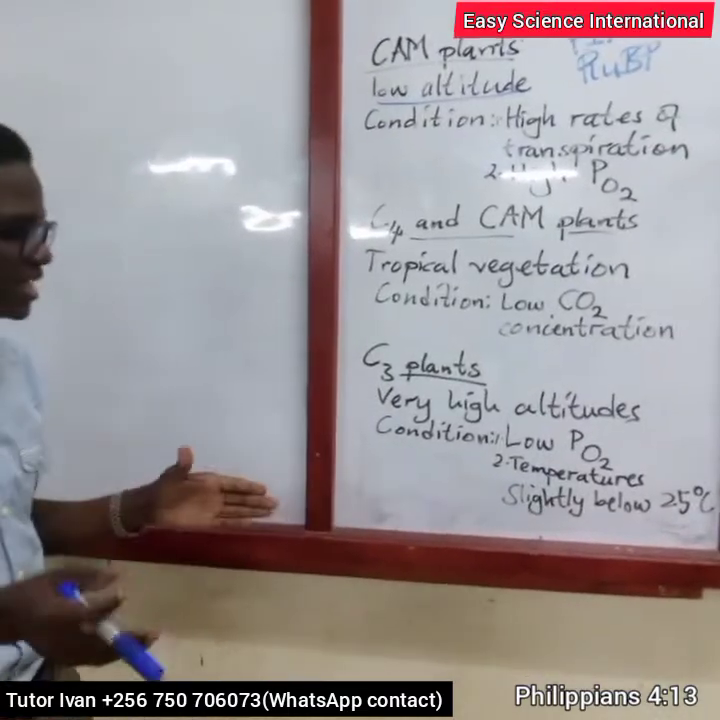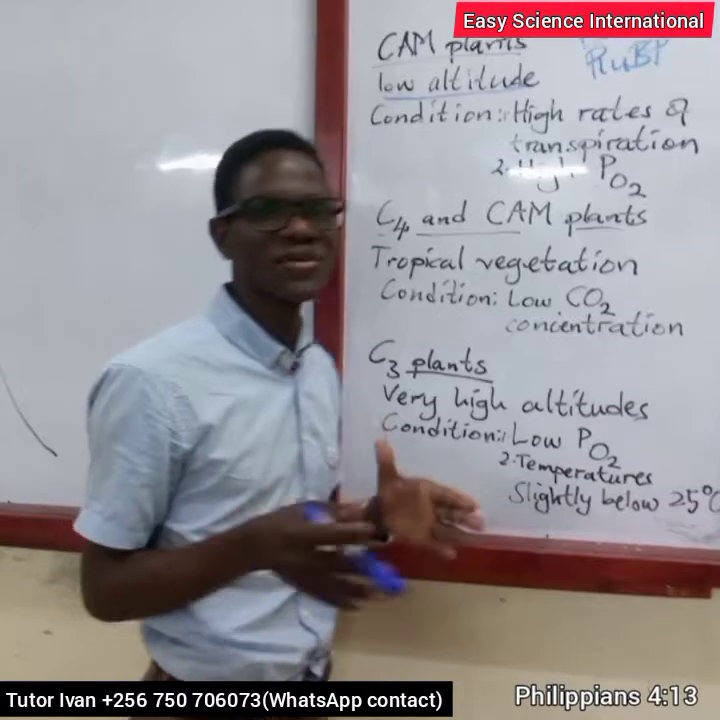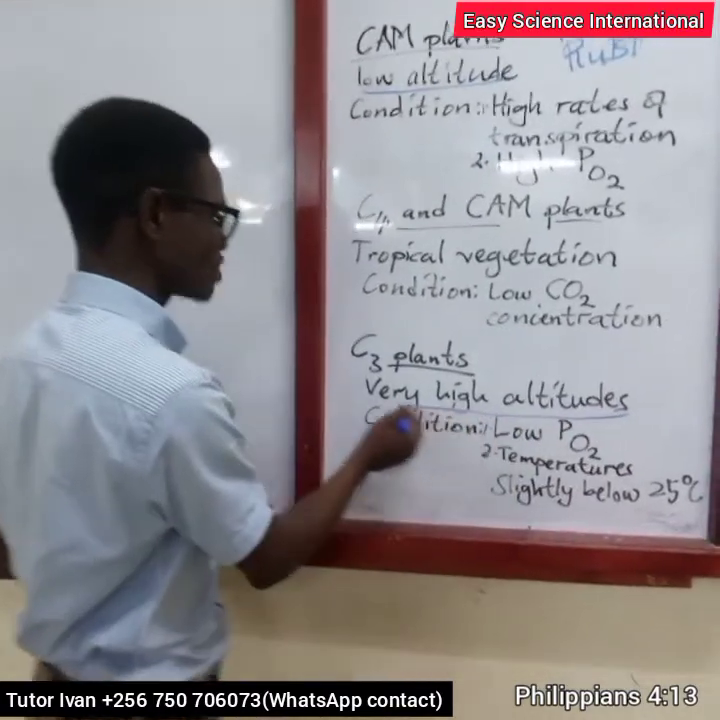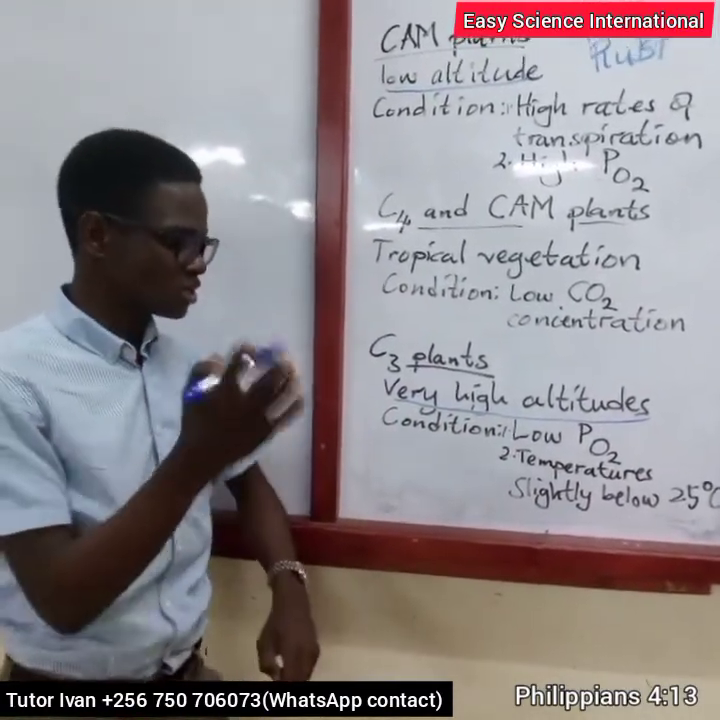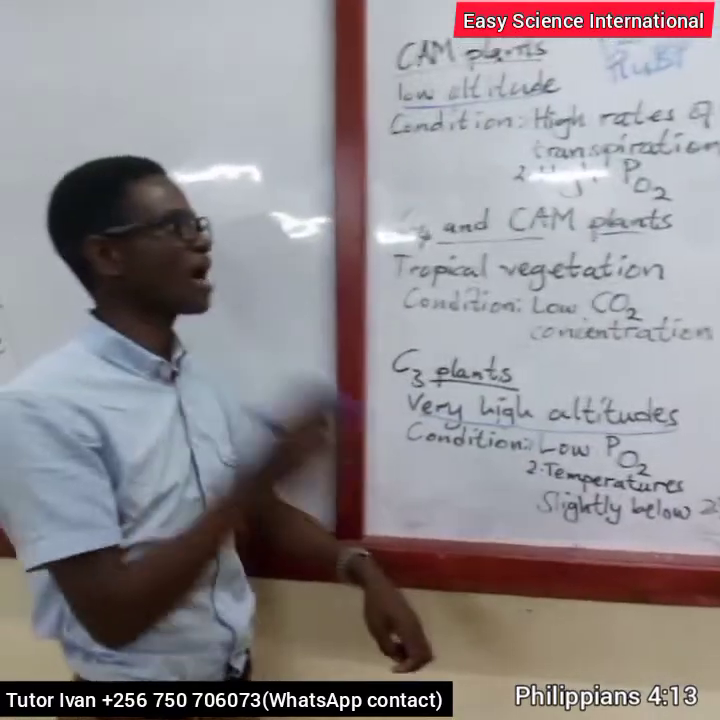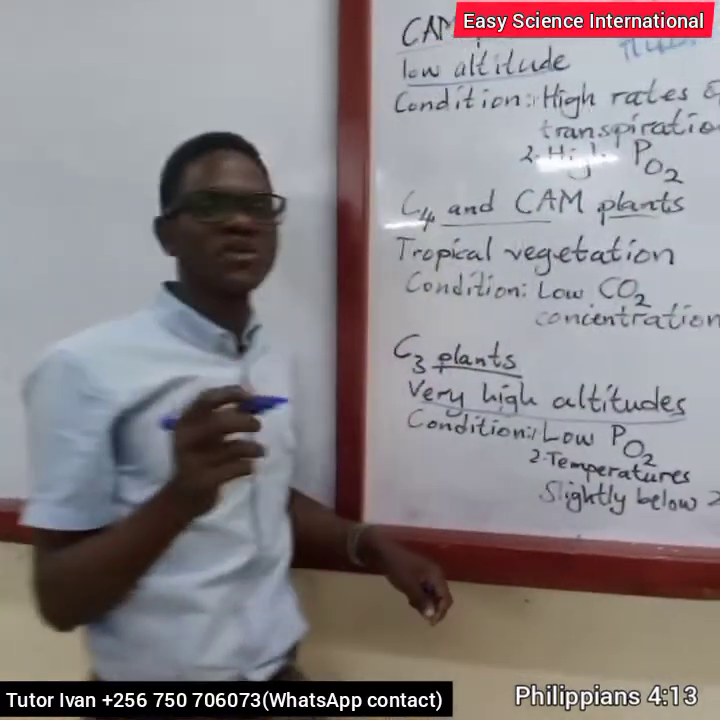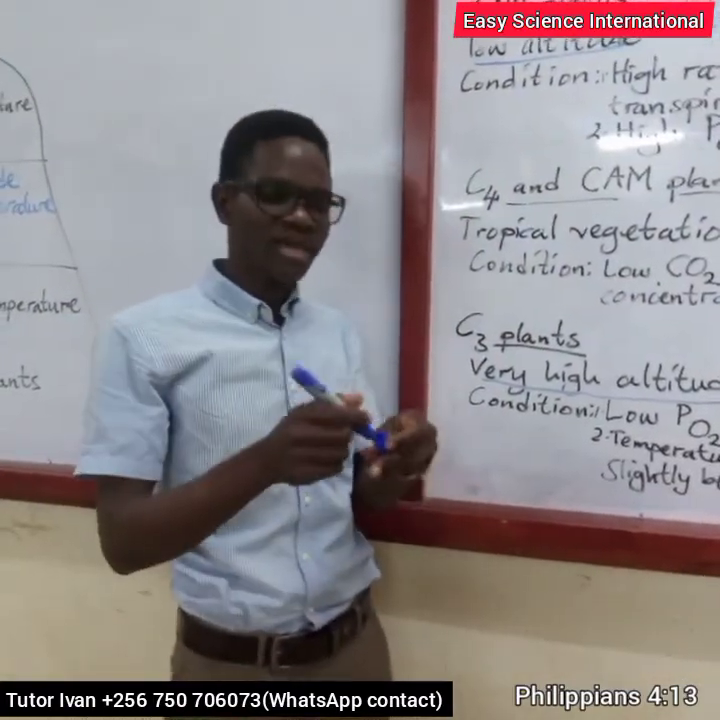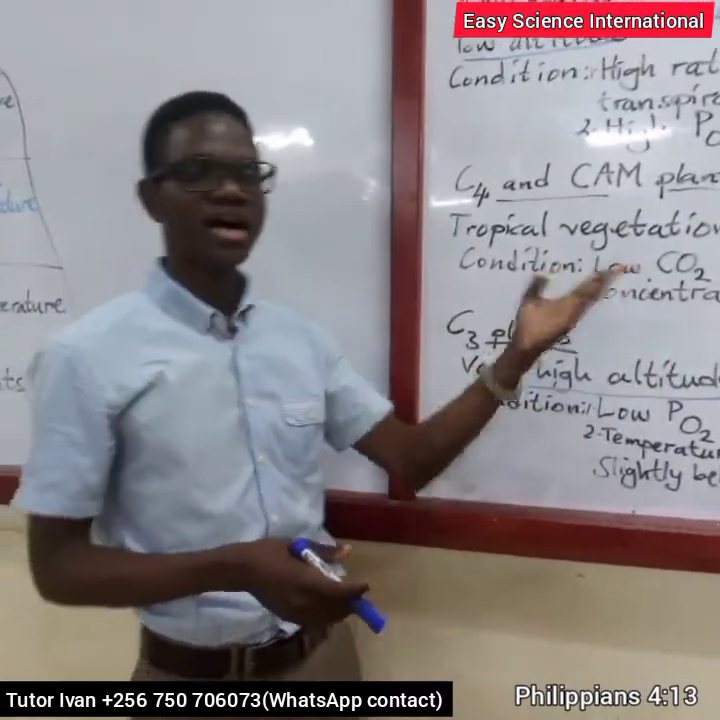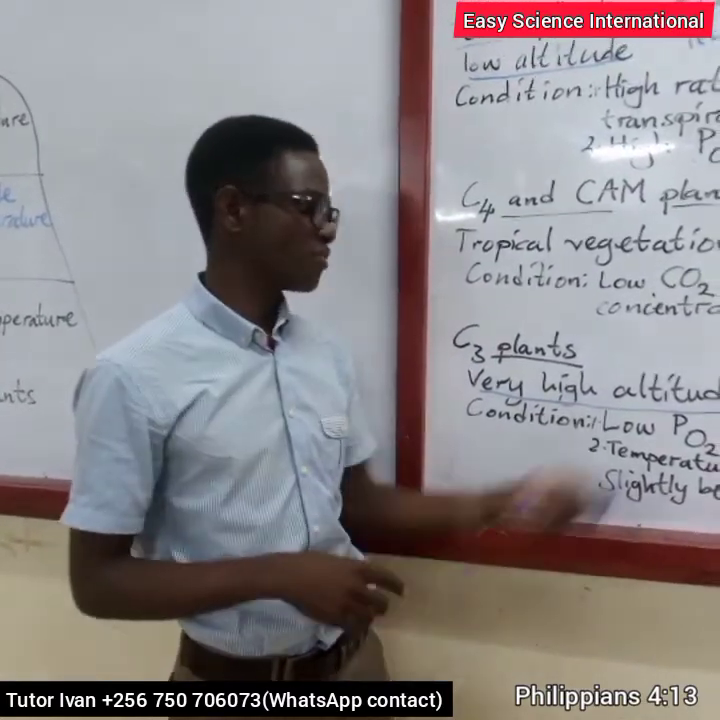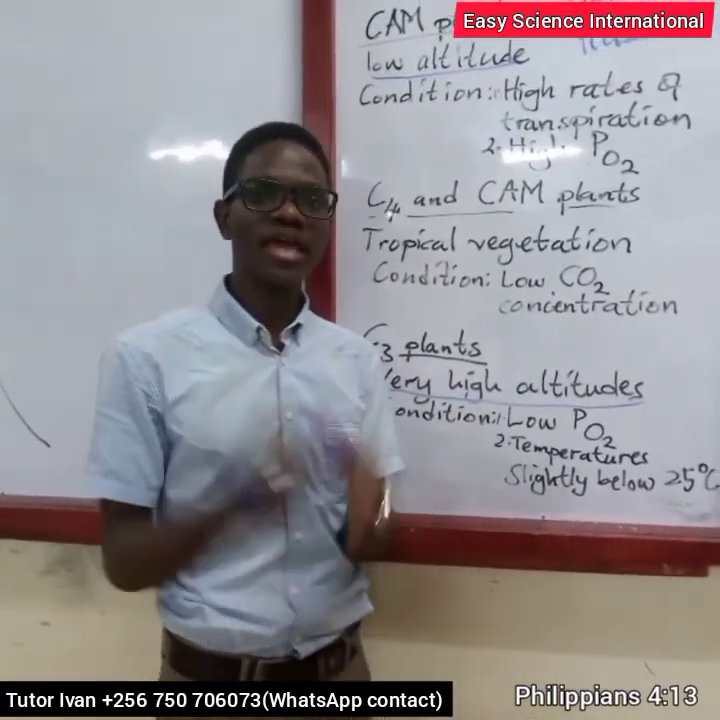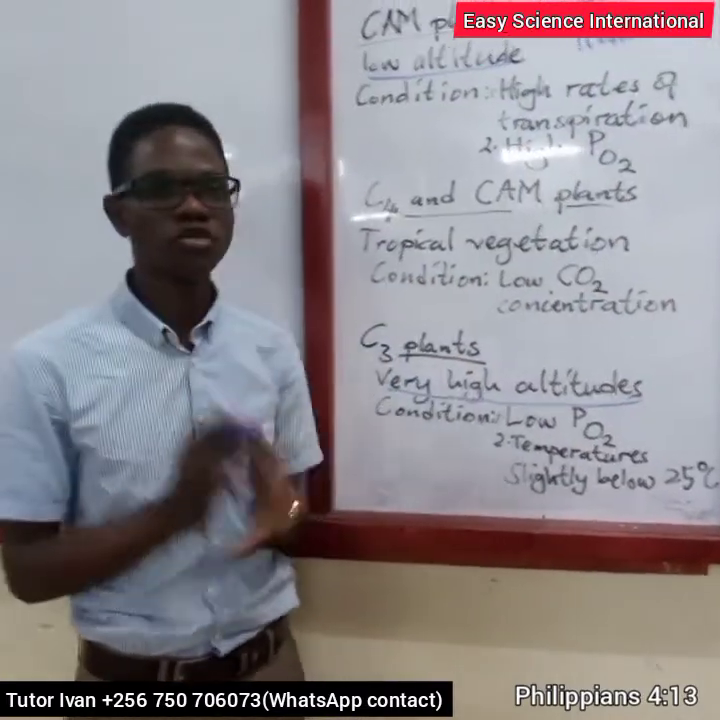And then, lastly, we look at the C3 plants. C3 plants are located at high altitudes, actually very high altitudes, because we see the conditions here, we have low partial pressures of oxygen. We know very well that C3 plants do not have PEP. They use RuBP as their initial carbon dioxide acceptor, and therefore they are susceptible to the wasteful photorespiration. So, being at higher or very high altitudes implies that with the low partial pressures of oxygen, the partial pressures of carbon dioxide are high, therefore there are no chances of engaging our RuBP molecules into the wasteful photorespiration.